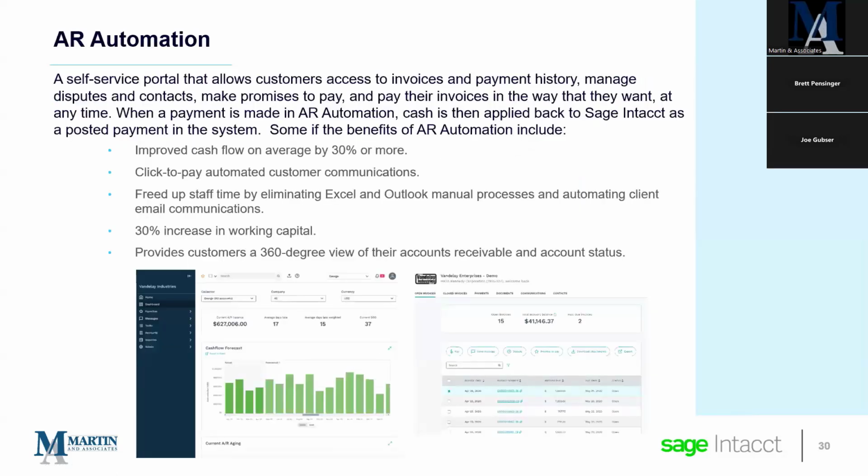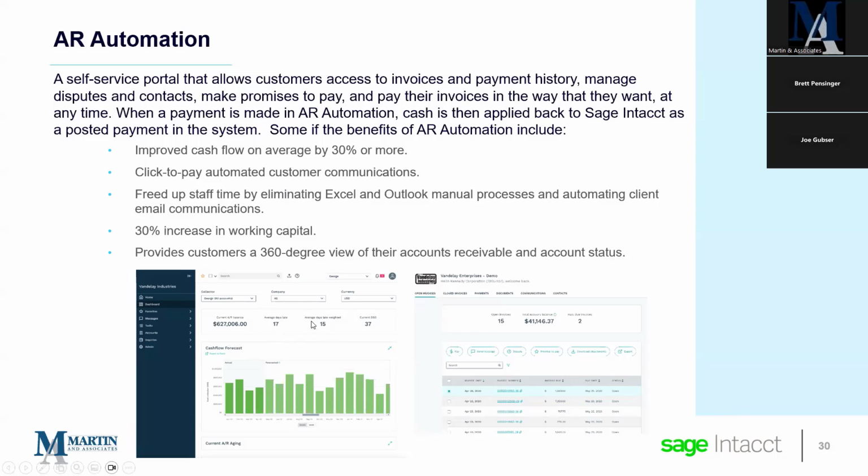AR automation is a self-service portal that allows your customers to access invoices through a portal. It lets them see their pay history, it lets them make payments, so they can see their information and make payments out there. It's also like a collection type of product for your internal side, where you can make notes about certain customers and invoices and keep track of the key data in your dashboard.